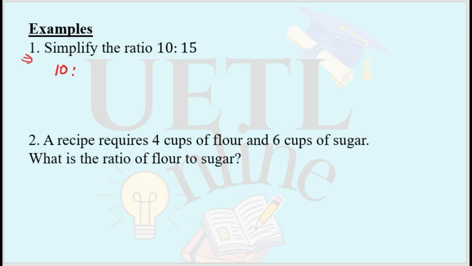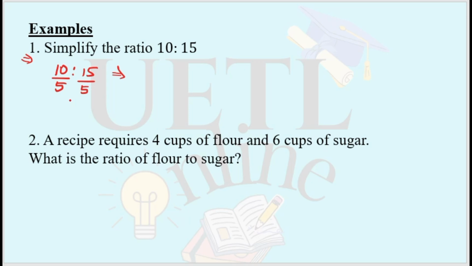10 is to 15. In this case, I said that you have to find the highest common factor of 10 and 15. You have to know how to do it. In this case, I'm going to skip that step of finding the HCF because I've done it before. So how do you do it? You find the HCF. In this case, the HCF is 5. You divide both the numbers by 5.